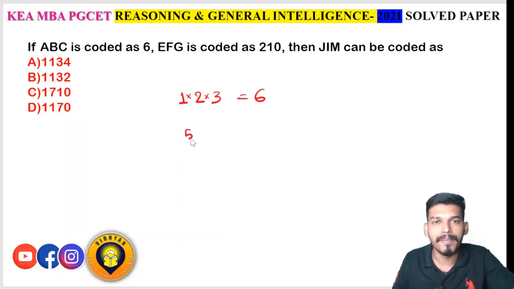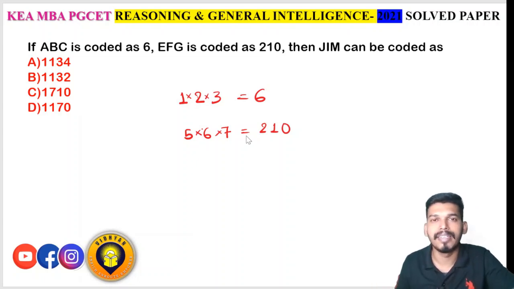E place value 5, F place value 6, G place value 7. What if you multiply, how much you will get? 5 times 6 is 30, 30 times 7 is 210. So that means here it is multiplication of the place values.